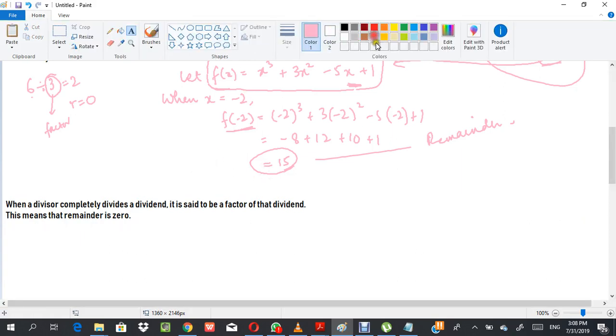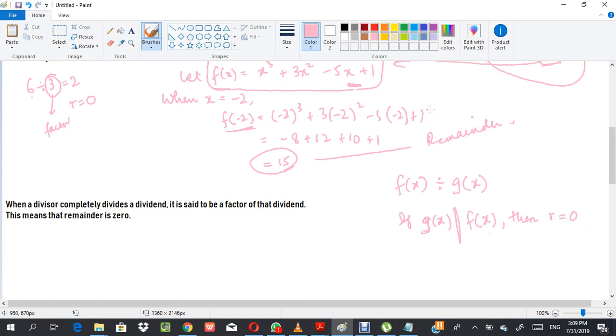So putting this in context of the remainder theorem, if I have a polynomial f of x and I am dividing it by a linear polynomial g of x, if g of x is a factor of f of x, this is represented in this way. If g of x completely divides f of x, then the remainder would be 0.